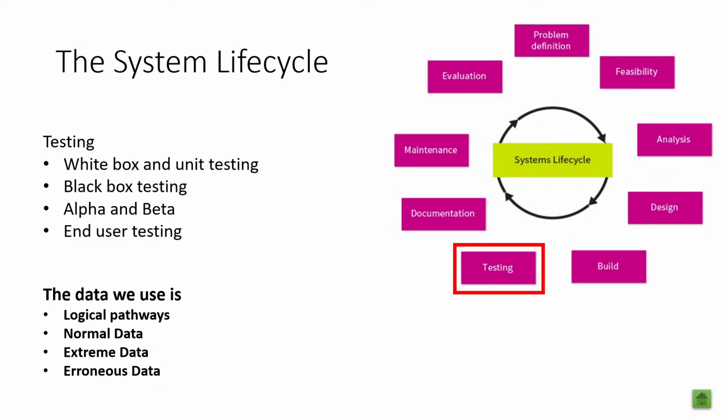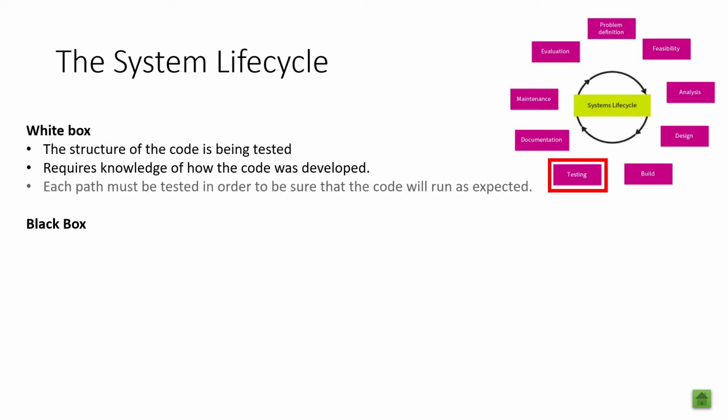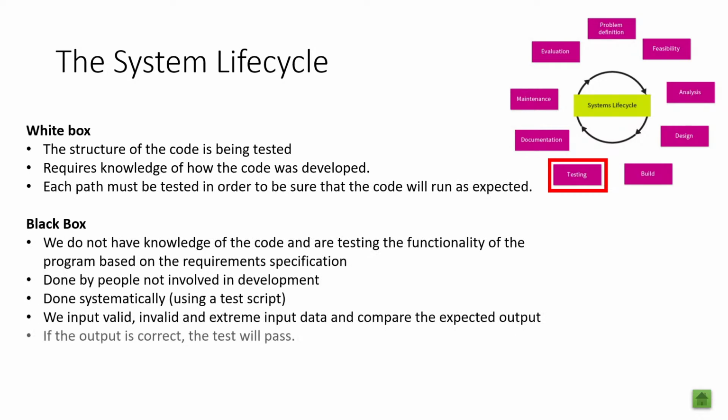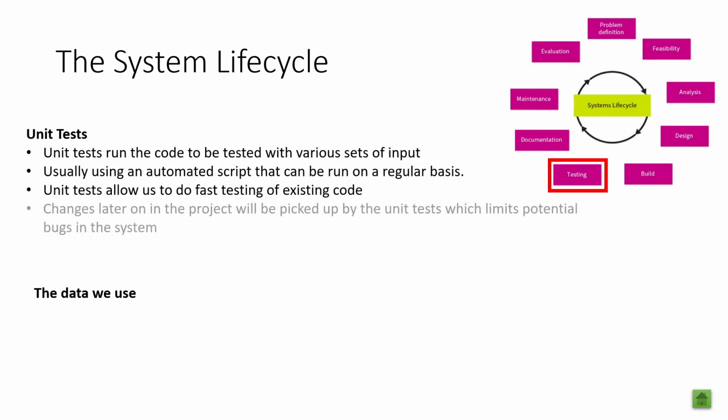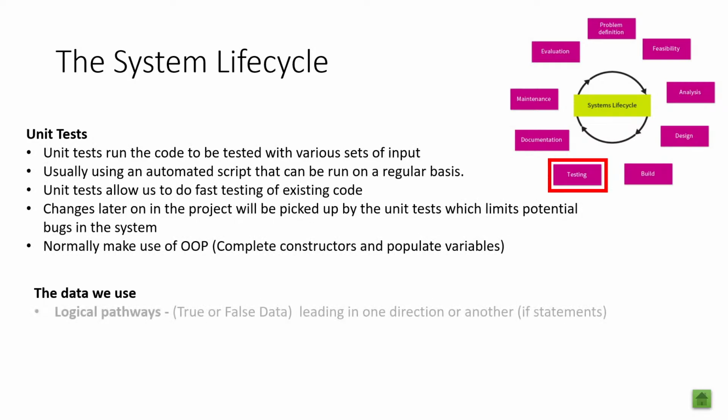You've got alpha and beta testing and end user testing. So alpha is limited functionality, beta is almost ready for release, and you normally give it out to people for free in the proviso that they test it for you. So white box and black box, that's what I just mentioned there. Explain those. Unit tests and the data we use.